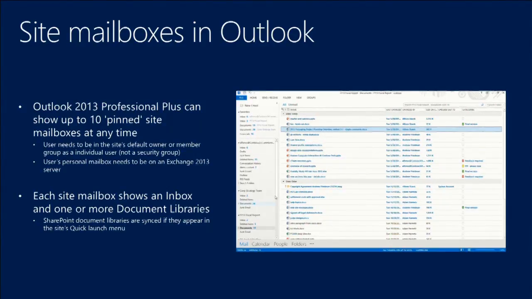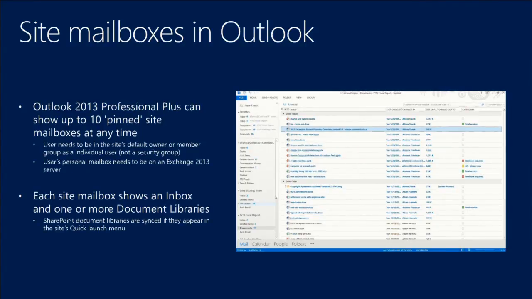Now, to use the site mailboxes, you need Outlook 2013 Pro Plus, and the user has to be listed in the default owners group or default members group of the site individually. So that means you can't use a security group or a distribution group to control the membership of the site. The other thing that's important to keep in mind is that the user won't see the site mailbox in their Outlook unless their personal mailbox is on Exchange 2013.